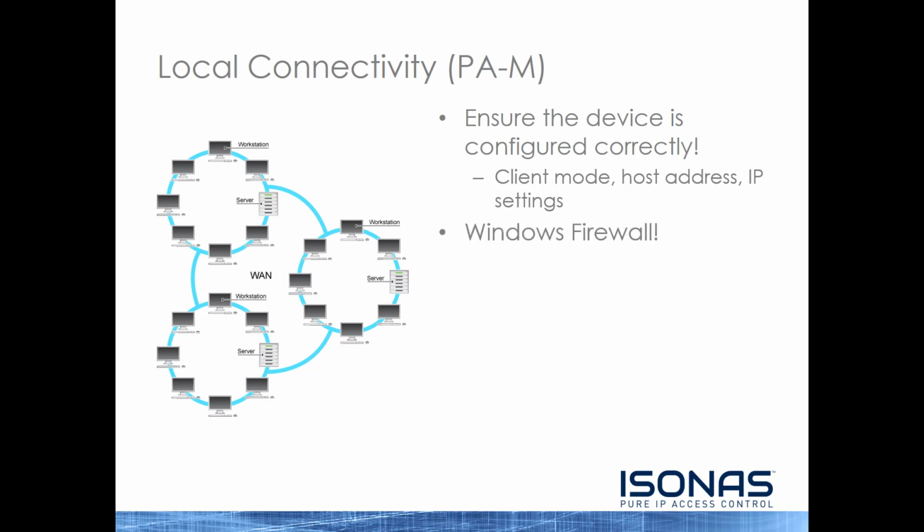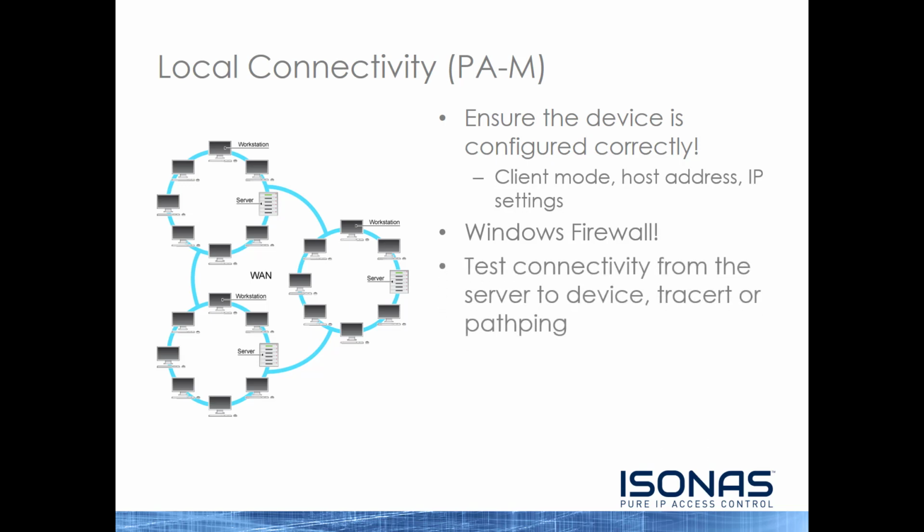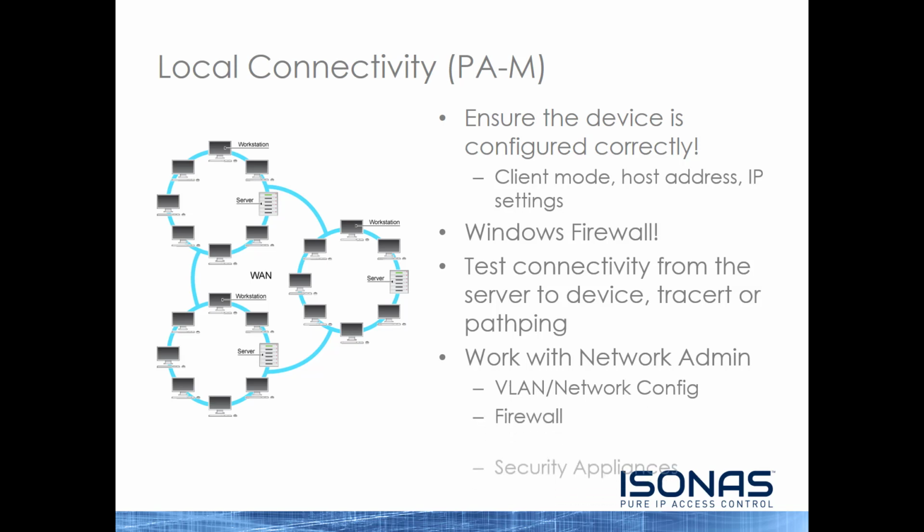Watch out for Windows firewall on the server. I have seen it turn itself back on after it's been turned off. Test connectivity from the server to the device, tracert or path ping. And again, just work with the network admin. Do a path ping, see where it's stopping, and then go to the IT admin and say, I ran a path ping, here's where it stopped, can we take a look at this? Same issues pretty much, VLAN and network config, firewall could be an issue but not so much on a local network, and security appliances as well.